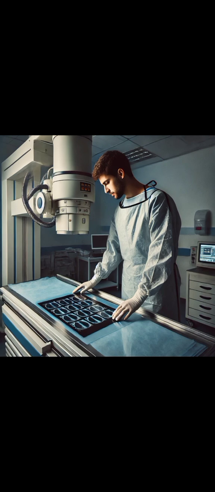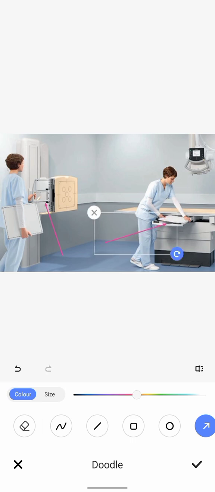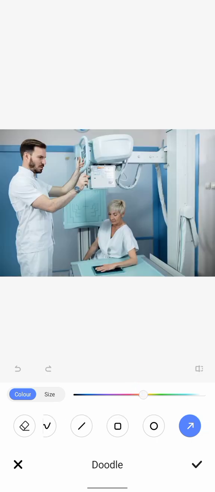In today's lecture, I'll explain how the latent image is converted into a visible image and how the image reader works. For that, first we need the latent image. How will we achieve a latent image? First, we take the cassette. Then we insert the cassette in the standing cassette holder on the bucky, or the cassette holder under the table, or we can simply put the cassette upon the table. In this image we put the cassette upon the table and position the patient for the exposure.